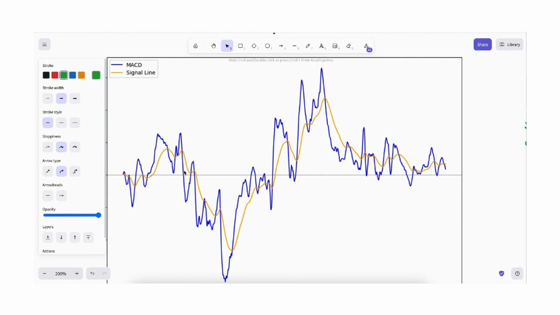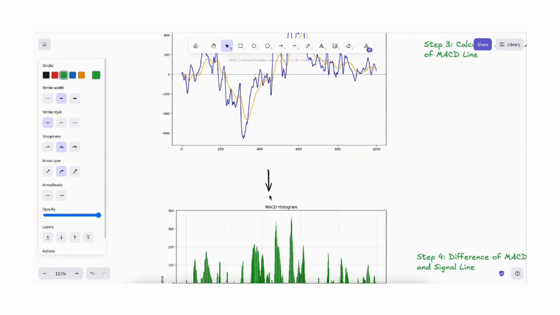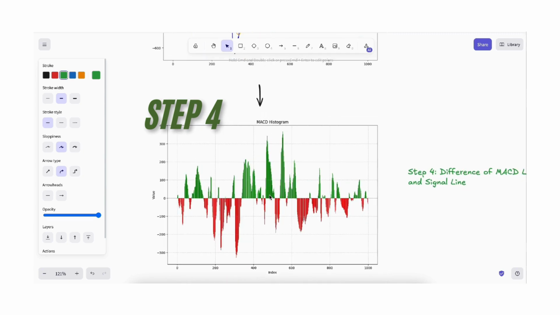As you can see, this blue line is sort of jagged, and the yellow line is a more smoothed out version of this jagged line, which is an exponential moving average of the difference between the fast and the slow moving averages. Now the MACD histogram, which is sort of the most common thing that you will see charted in any charting software.